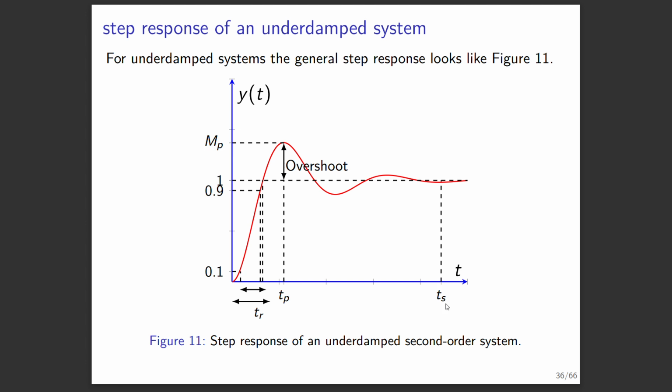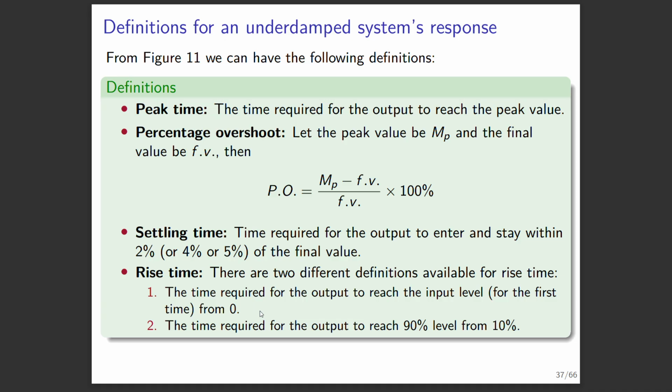How about settling time and rise time? Can we have a definition for them? Well, let's see. Peak time is the time required for the output to reach the peak value. Percentage overshoot is this equation. Settling time is the time required for the output to enter and stay within 2% or 4% or 5%, depending on the definition, of the final value. So the important part is to stay within.